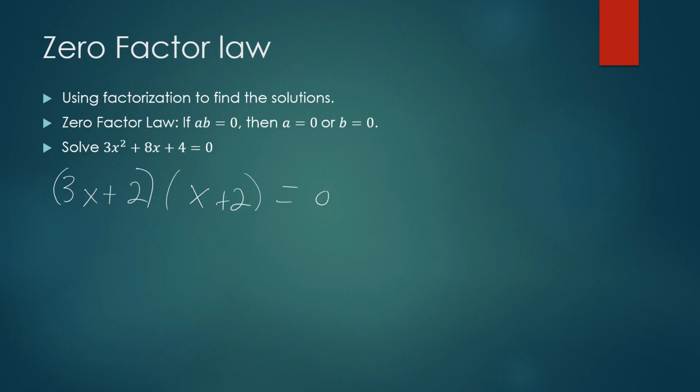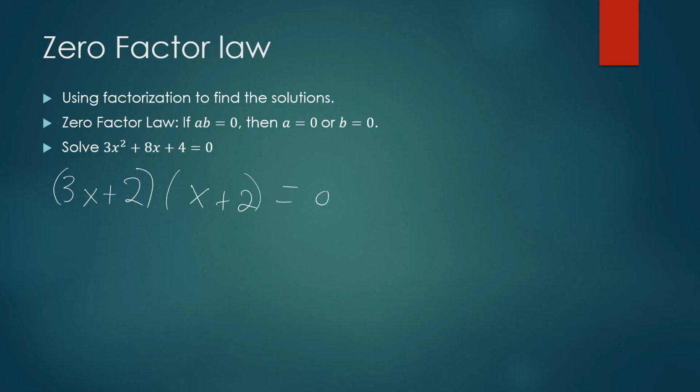We can verify this by writing it down as 3 times, oh, that's not right. Oops, hold on. Oh, did I mess up this one? Oh no. 3x, 2 and 2. Oh no, that was right, because we got 6 plus 2 is 8. Perfect. Okay, my apologies. So now that we have the factorization of our quadratic, we can now use the zero factor law.